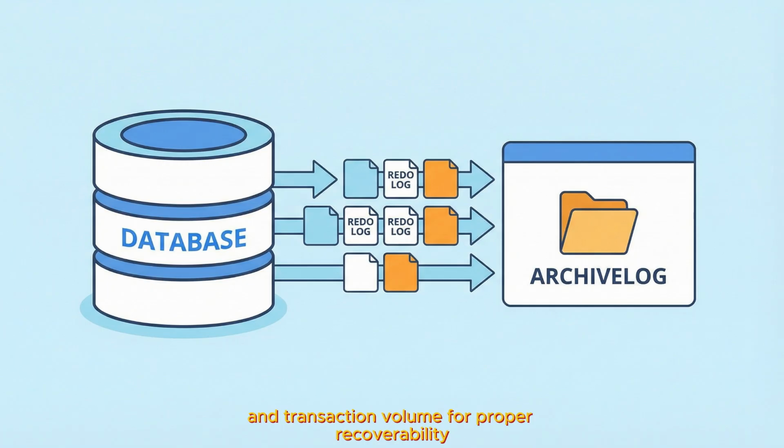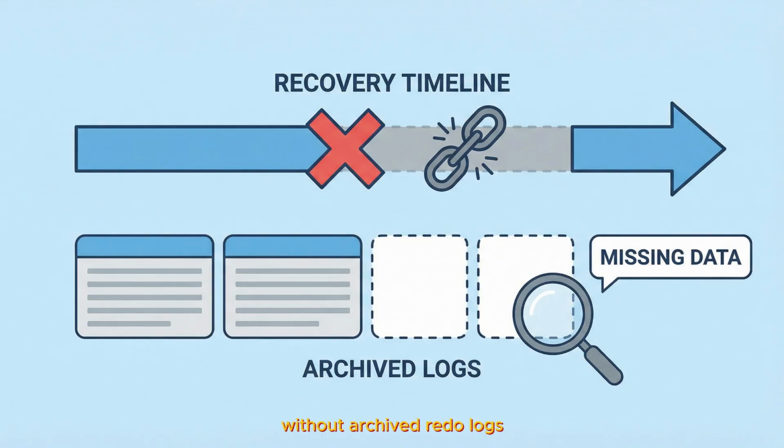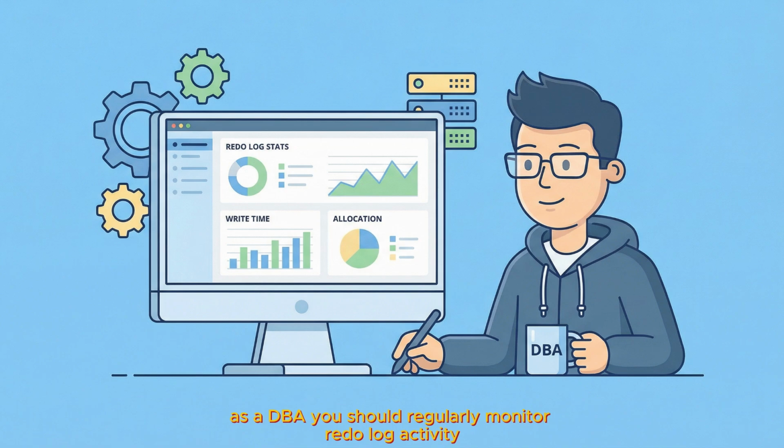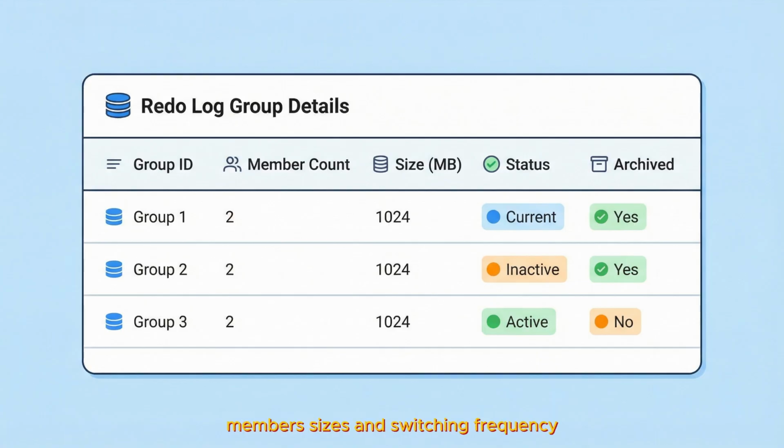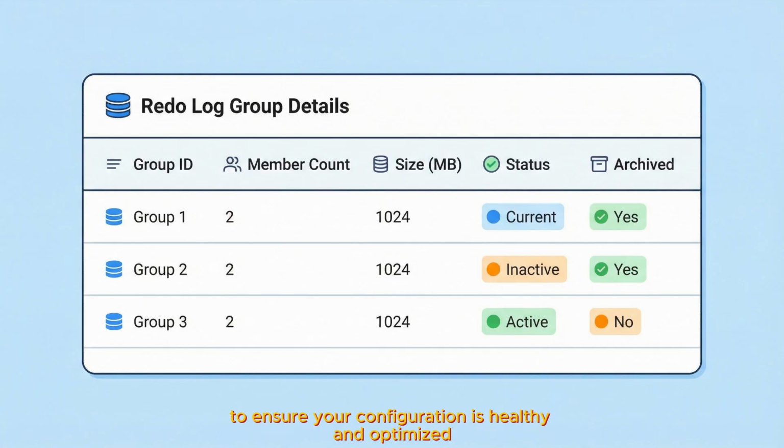For proper recoverability, archive log mode should be enabled. Without archived redo logs, recovery is limited and point-in-time recovery is impossible. As a DBA, you should regularly monitor redo log activity using system views. You can check redo log groups, members, sizes, and switching frequency to ensure your configuration is healthy and optimized.